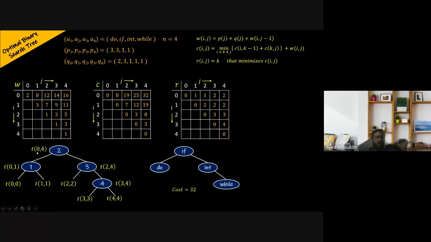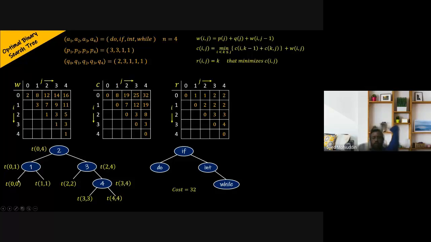Now these t values: t of 0 comma 4 is nothing but the cell. T of 2 comma 4 is the cell which gave us 3. T of 3 comma 4 is the node 4. Now what about the other t's? This one, 1. It's 0 comma 1.